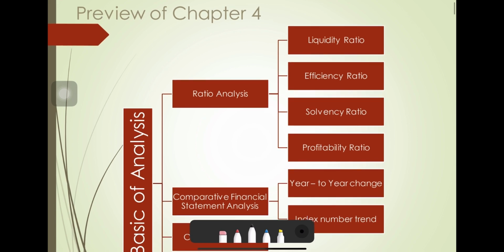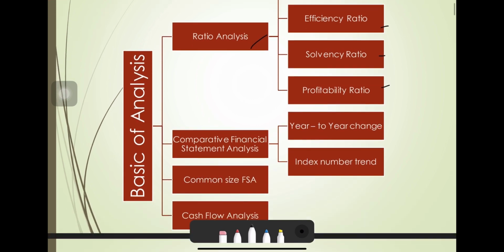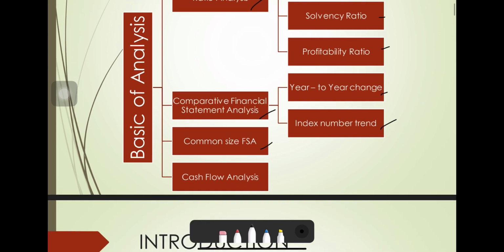So number 1, we are going to look at the ratio analysis, which consists of 4 types of ratios. I'm sure that you are already familiar with these 4 types of ratio. And then we're going to look at the comparative financial statement analysis, which is a comparison. We're going to compare from year to year change, okay, and then using the indexed number trend. And then the common size financial statement analysis, and the last one is the cash flow analysis.